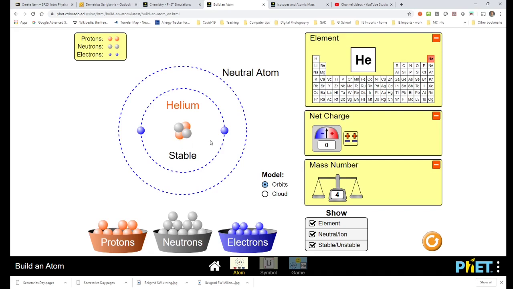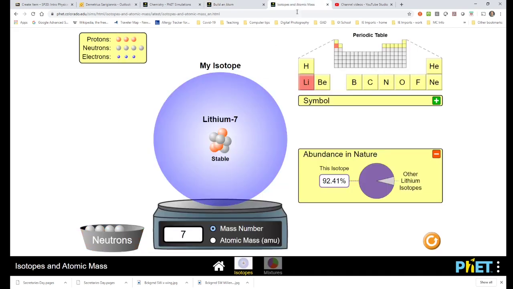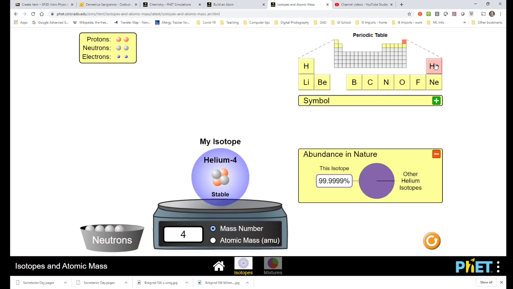It's got 2 protons, 2 electrons, and it can have a variety of different neutrons. So they do have an isotope calculator as well. So let me show you helium here. This shows you that helium atom with a mass number of 4 is found in nature at 99.999%.